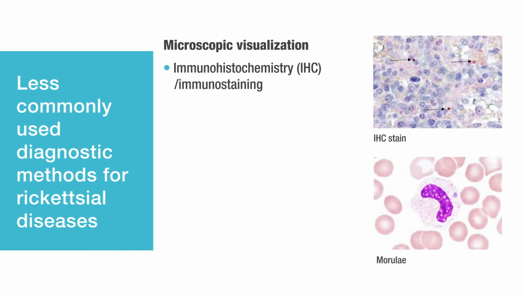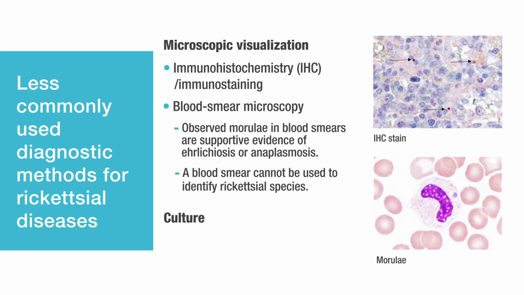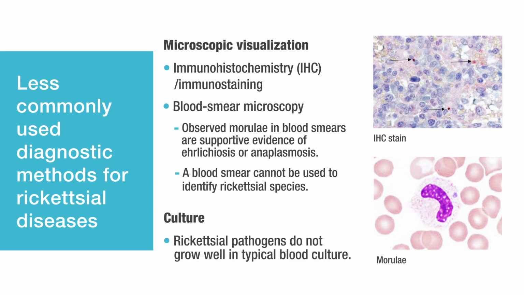Microscopic visualization is much less commonly used than PCR and IFA assays. A blood smear may show clusters of bacteria within white blood cells called morulae. Blood smears can support the diagnosis of ehrlichiosis or anaplasmosis, but do not allow for species identification. Culture is uncommon and not widely available. Rickettsia are intracellular organisms and do not grow on typical blood culture, rather requiring cell culture.